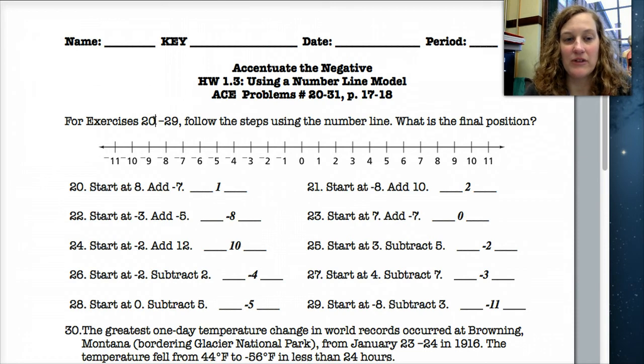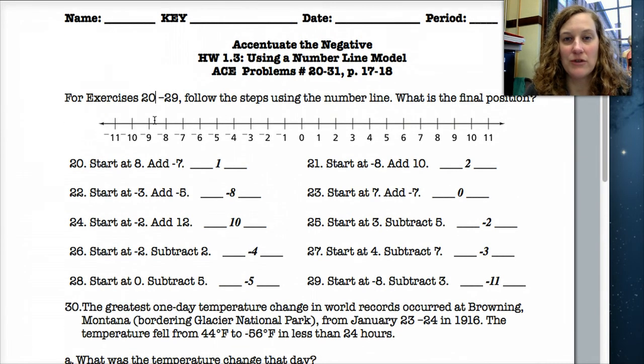What is the final position? So you're starting over for each one and you're just figuring out what the answer would be using the number line. If we start at 8, and we add a -7. Remember, negative means you move left on the number line. So if I start at 8 and I go back 7, that gives me a 1.